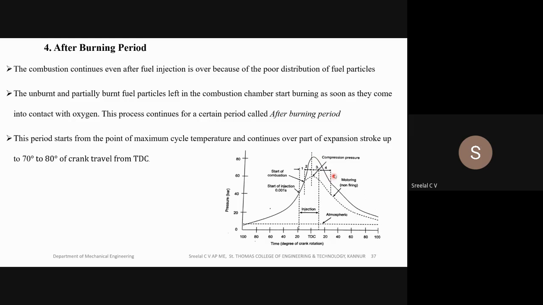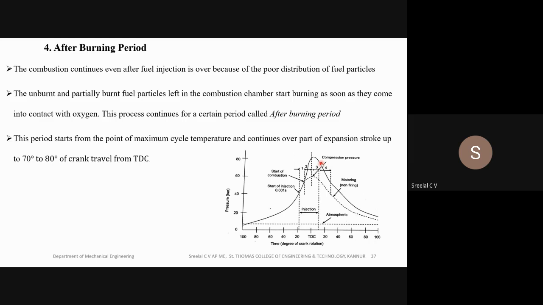Due to the burning of those unburned particles, this process continues for a certain period, and that is known as the after burning period.